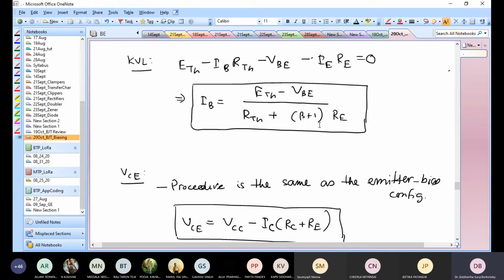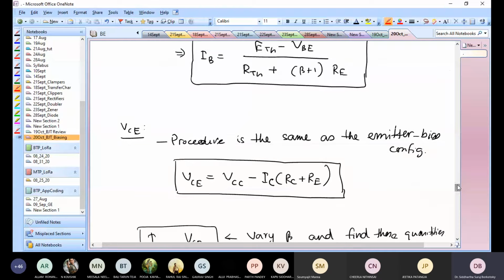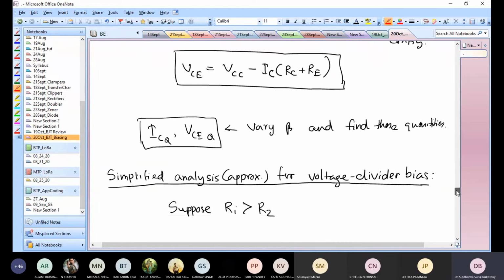In the emitter bias form, I had a very similar formulation. There I had VCC minus VBE divided by the base resistance RB instead of RTH plus beta plus 1 RE. It is here, and it was there in the emitter bias as well. So we have a very similar form, and to find VCE, the method is very similar. So this is how we do it.